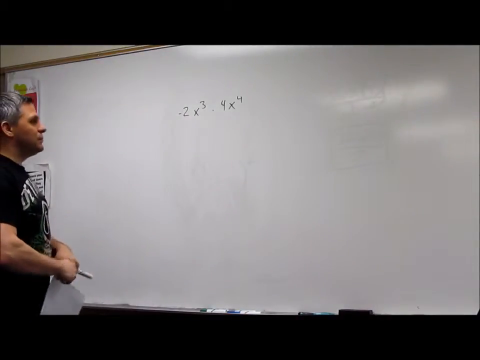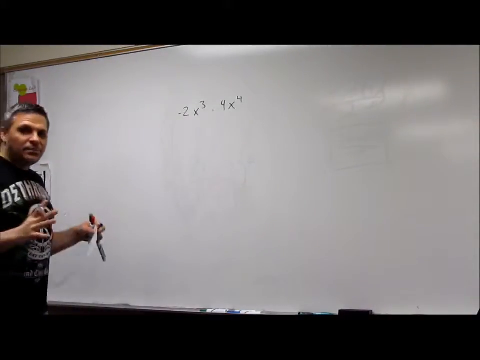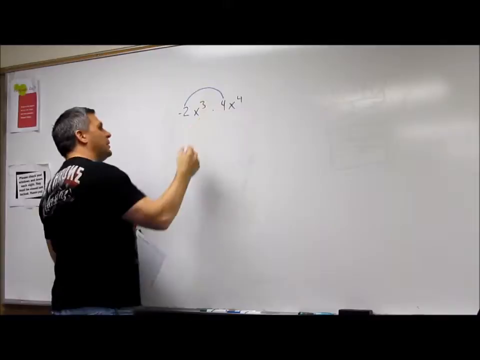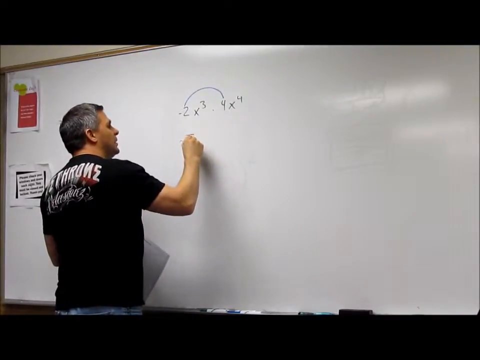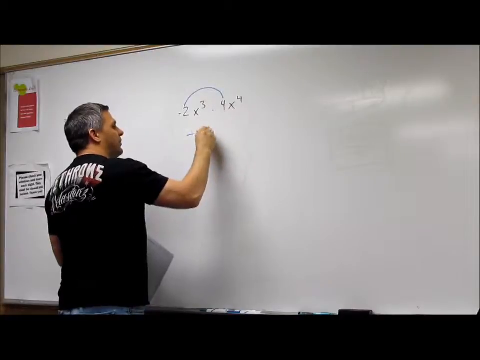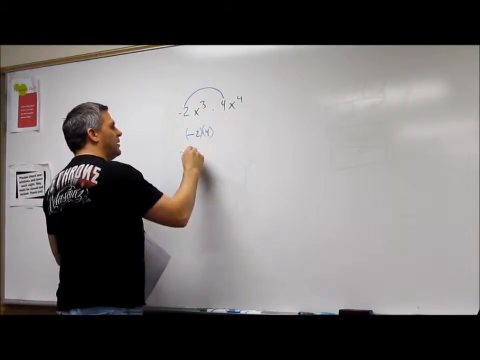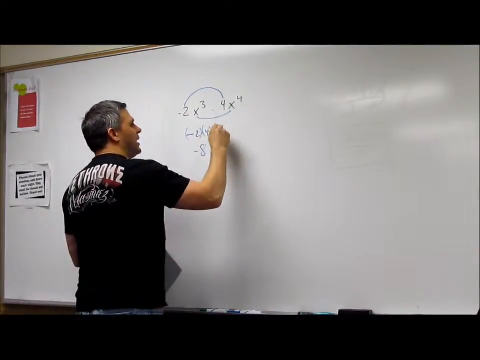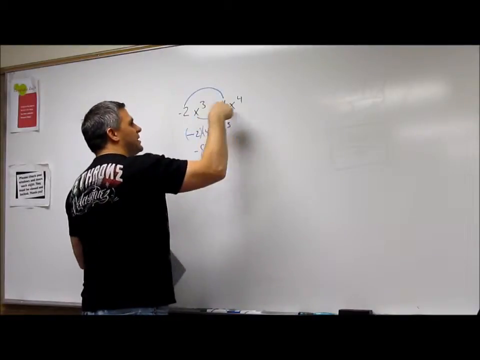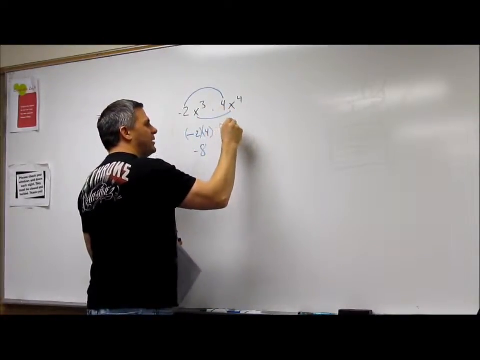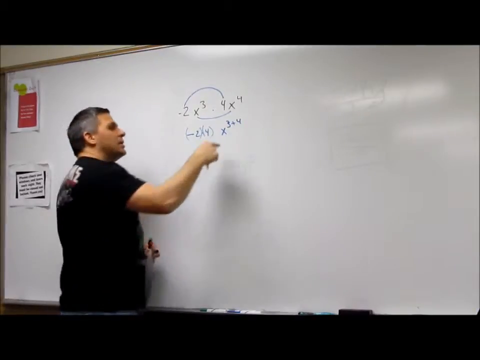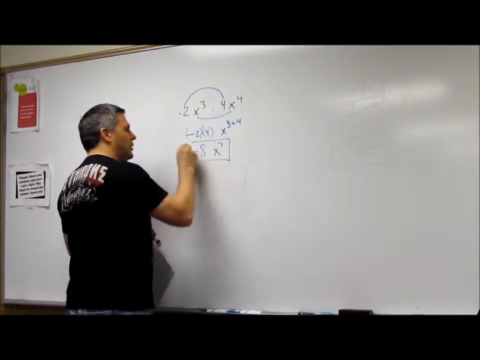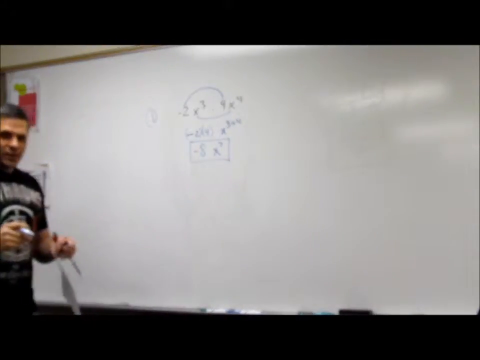So my first step, since I'm multiplying, I'm going to multiply the numbers. So it's this and this. And that's going to be negative 2 times 4. So I'm going to get negative 8. Then I'm going to take these two. That's going to be x cubed times x to the 4th, which means I add the exponents. So it's just going to be x to the 3 plus 4, which is 7. And that's number 1.